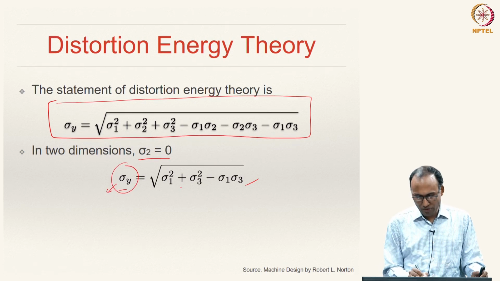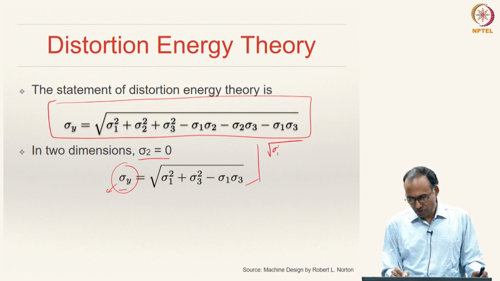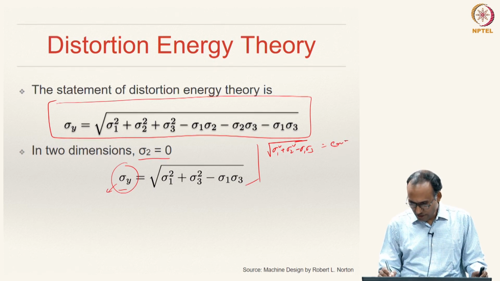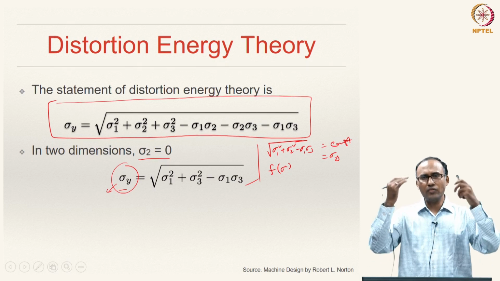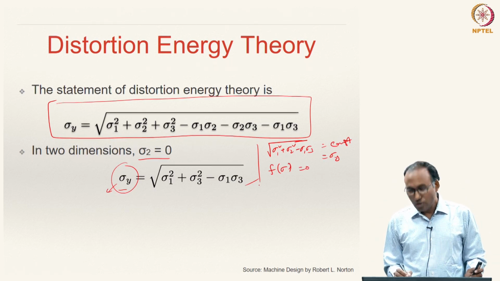the equation is the square root of sigma 1 square plus sigma 3 square minus sigma 1 sigma 3 is equal to some constant. This constant here happens to be the yield strength of the material, okay, it is a constant, and that is actually equal to the yield strength of the material. So, this is similar to our general form of our failure theory, f of sigma equal to 0, right.